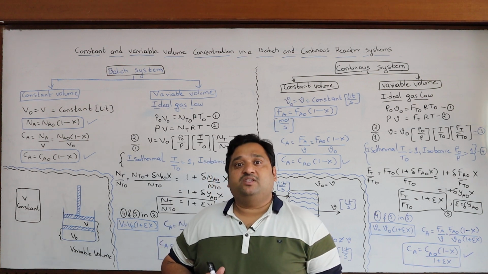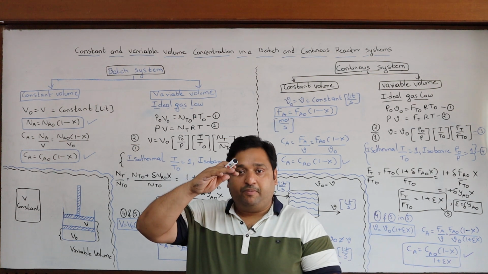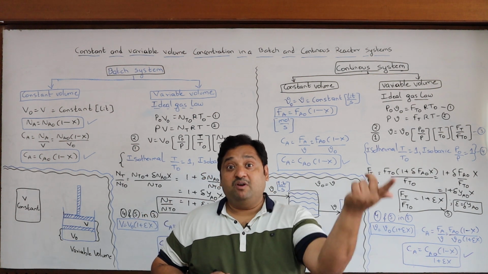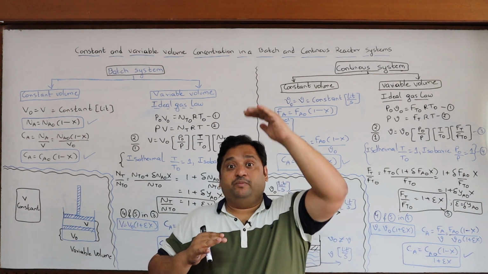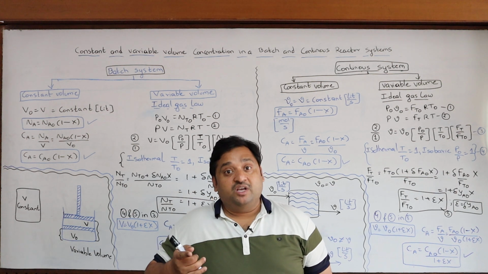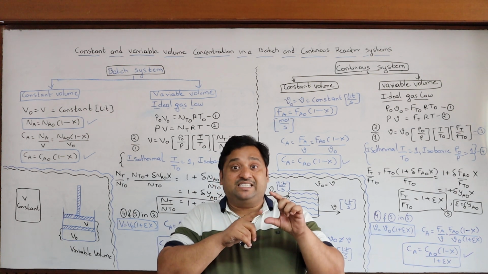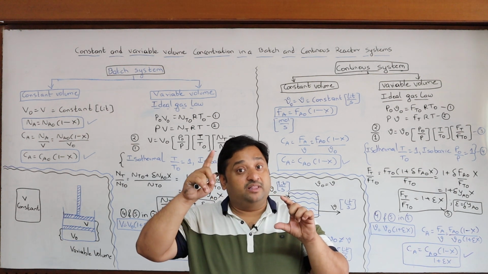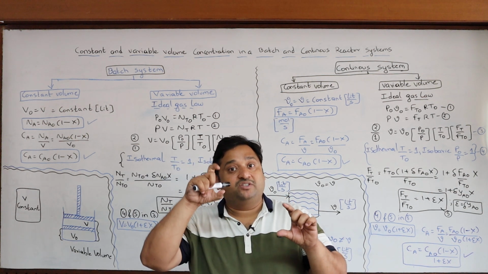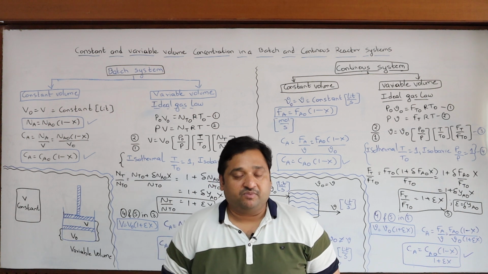For example, in a batch reactor, we can keep a fixed volume inside, whereas in a variable volume batch reactor the volume expansions and contractions happen, okay, because of which the concentration is changing: because of moles, that is because of the reaction, divided by volume because of the expansions and contractions of the volume.